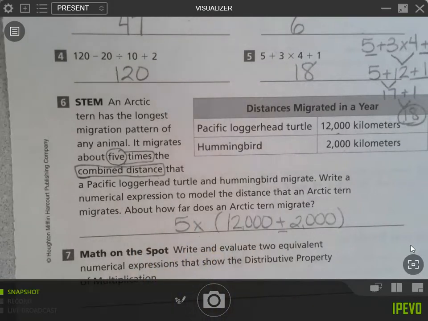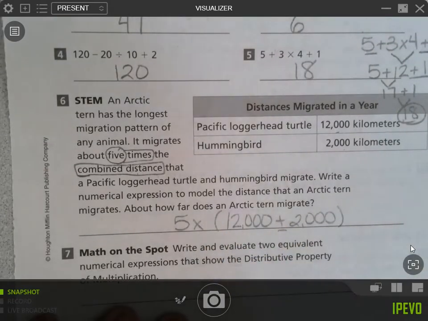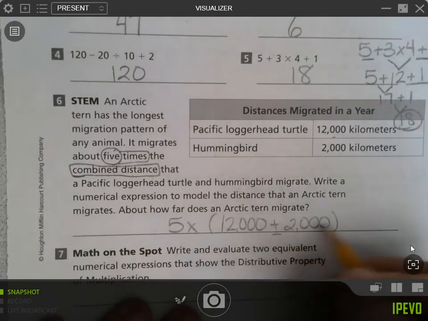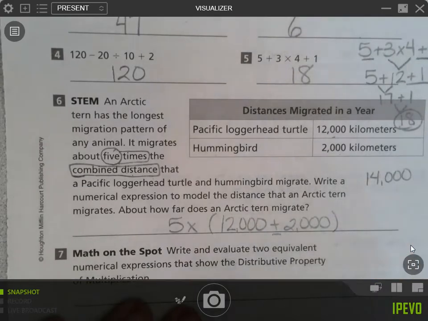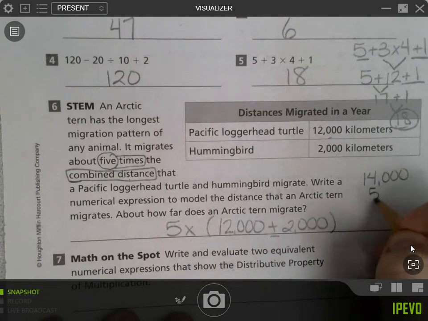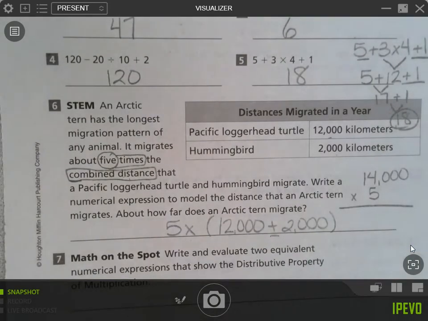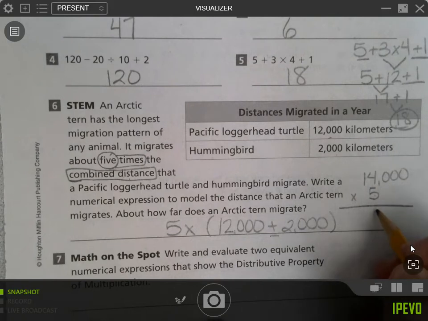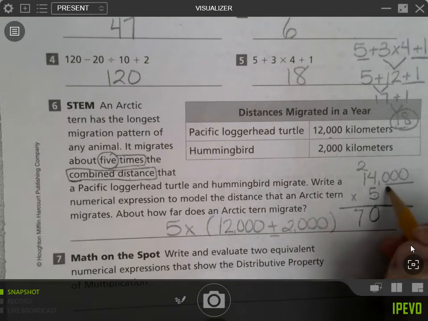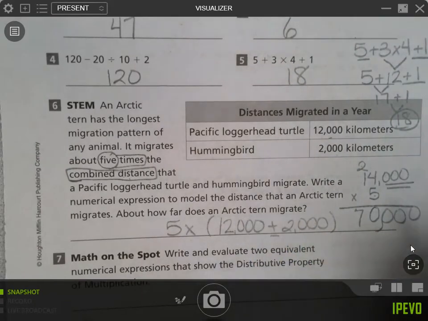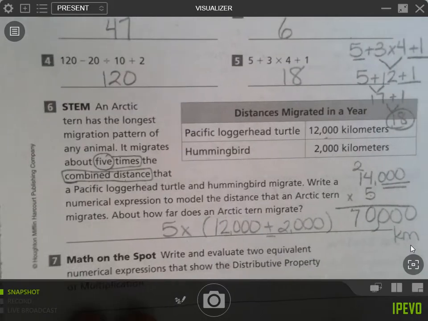About how far does an Arctic tern migrate? Well, if we do that work, order of operations say what? Order of operations say parentheses are first, 12,000 plus 2,000. That's going to give me 14,000. And then I have to multiply by 5. I'm going to use what we've learned early in the year. I'm going to hang those zeros out to the side. And I'm just going to do 14 times 5. So then I have 5 times 4 equals 20. 5 times 1 plus 2 equals 7. Then I have 3 zeros that will drop into place. About how far does the Arctic tern migrate? About 70,000 kilometers. I'm going to make sure to label it.